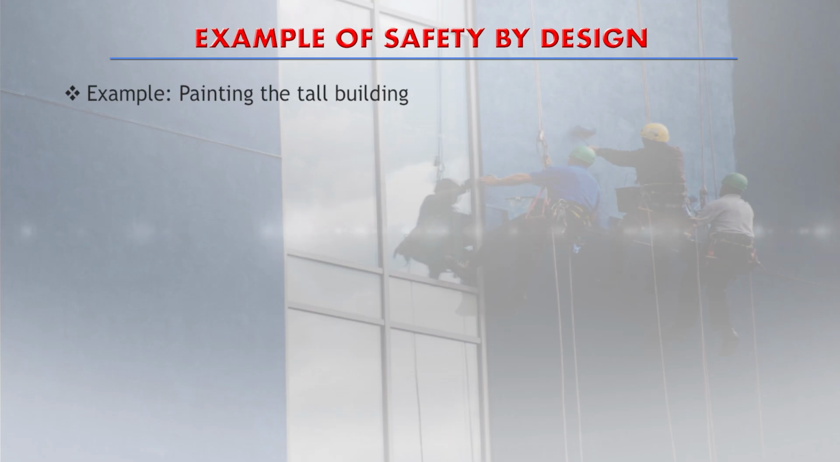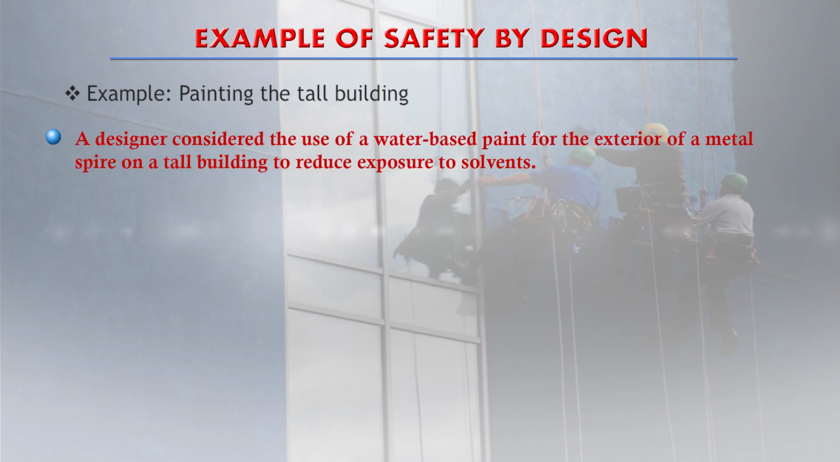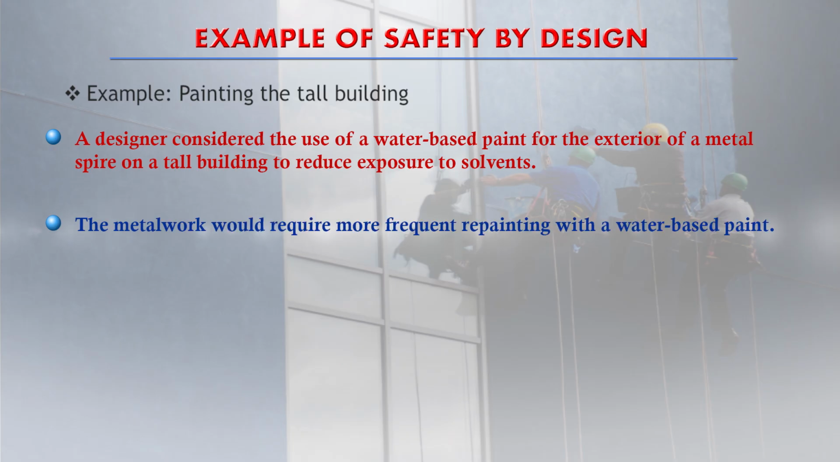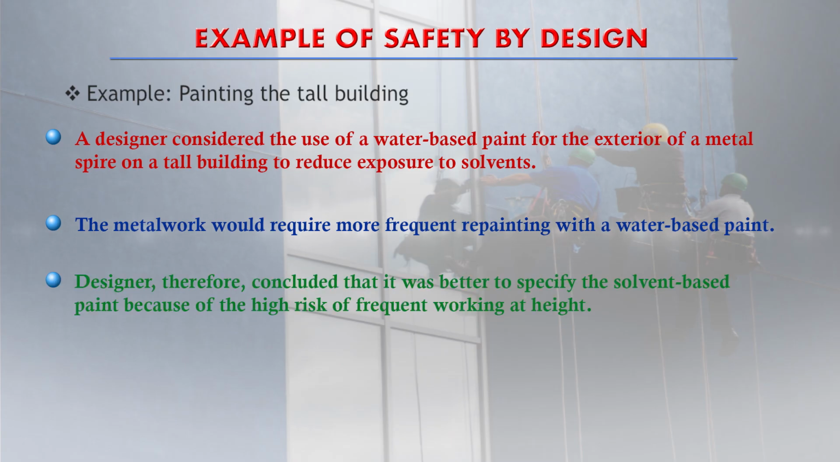Another example we are taking is painting the tall building. A designer considered the use of a water-based paint for the exterior of a metal spire on a tall building to reduce exposure to solvent. A metal frame would require more frequent repainting with a water-based paint. Therefore, the designer concluded that it was better to specify the solvent-based paint because of the high risk of frequent working at height. So, this is also an example of safety by design.